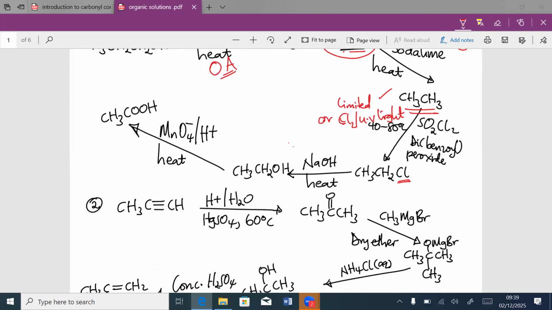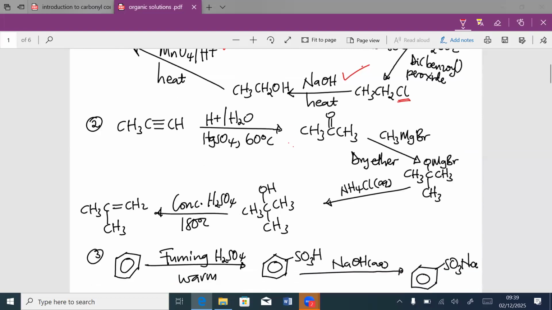Then from here I can move to an alcohol, in other words, reacting that with sodium hydroxide, then I heat. Then I can oxidize the primary alcohol to form a carboxylic acid.